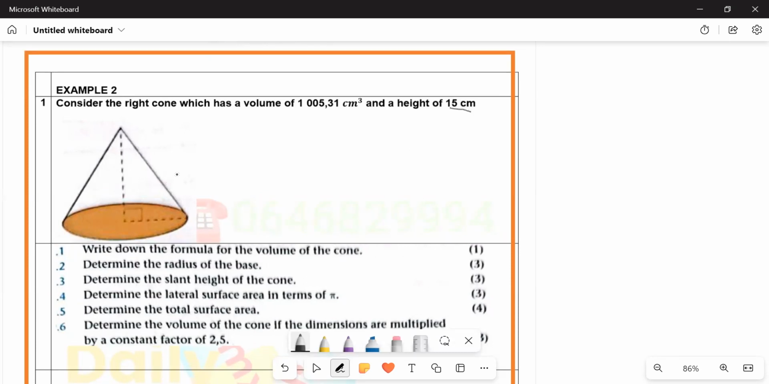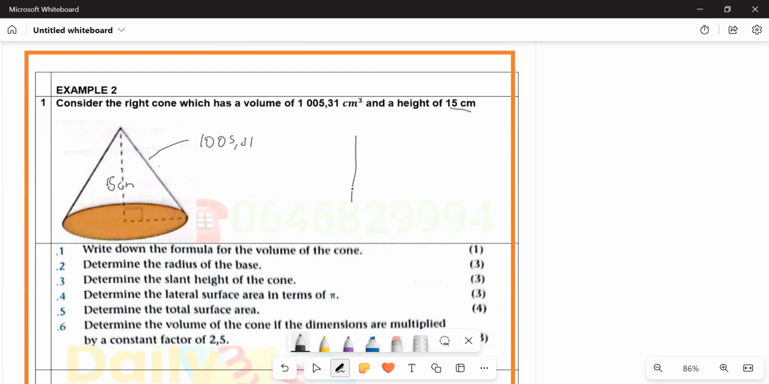Now we can go and highlight the given information to say, okay, what is it that we have? So we have the height, perpendicular height. So height starting from here to here, they tell us it's 15 centimeters. And then we also have the volume. So this cone can occupy 1005.31. Now, unlike the one that we were doing before, we knew what this was and we knew what this was, and then we could get r.